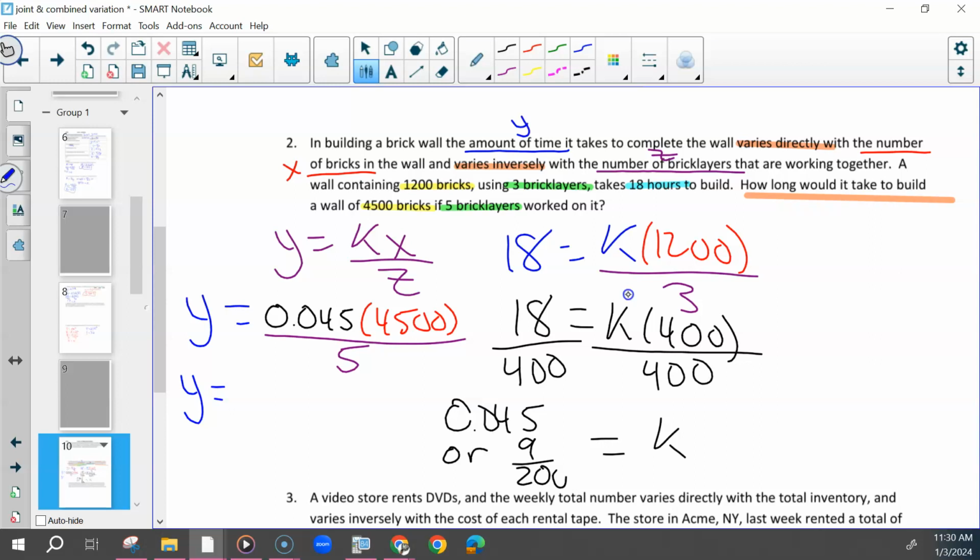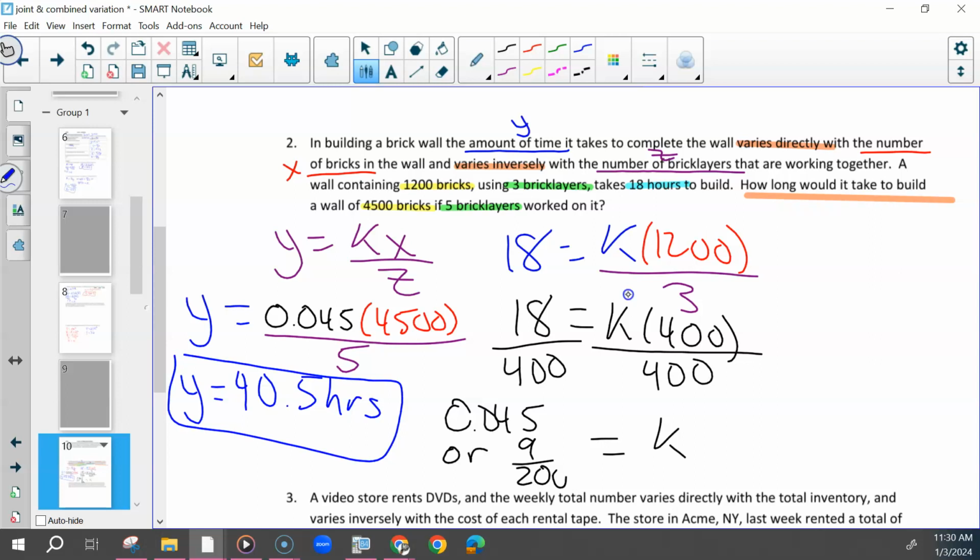40.5. Is that what we all got? Right. And because it's a real life problem, we have to take into account our units, hours. You said 40.5. So 40.5 hours. So the work is really the same.